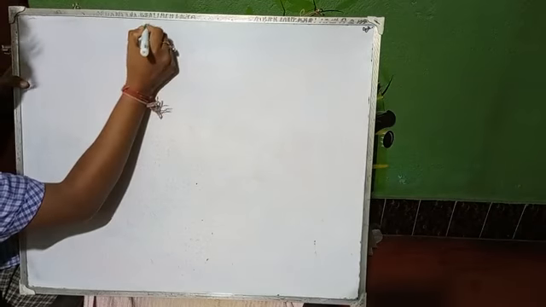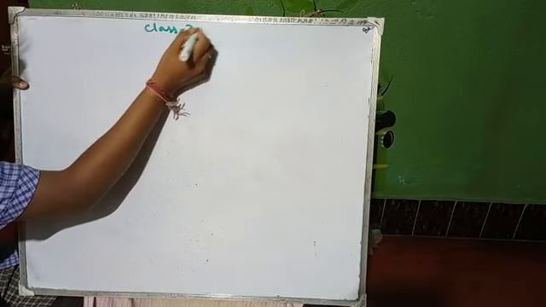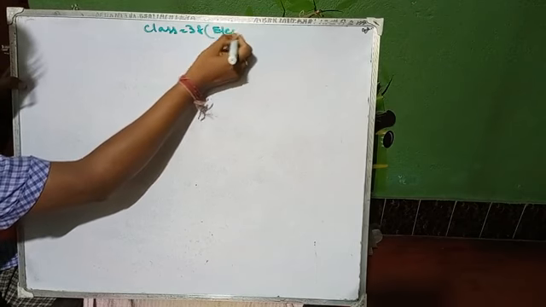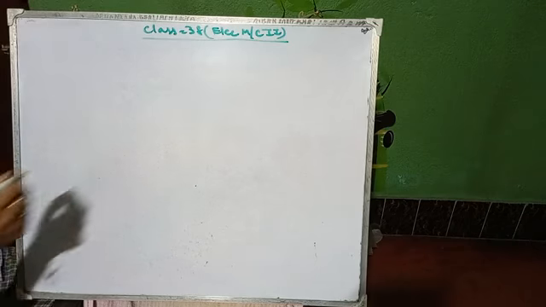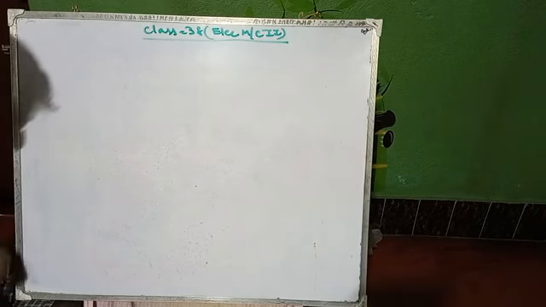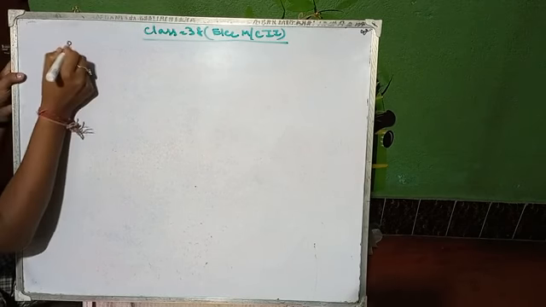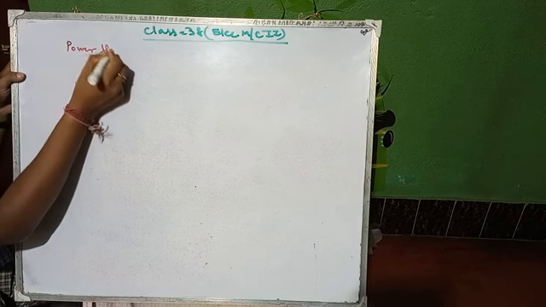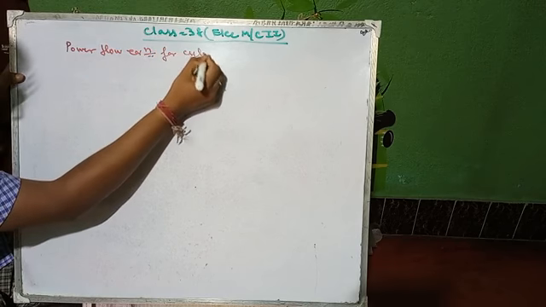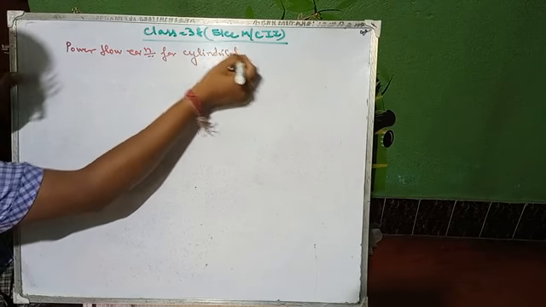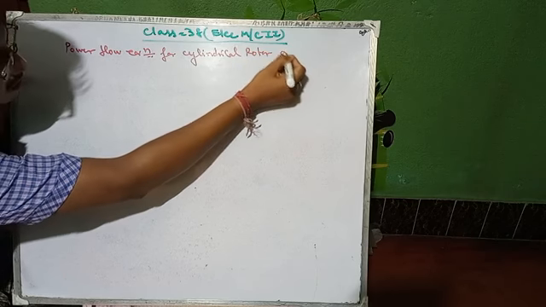Hello everyone. Today is class number 38 for Electrical Machine 2. In this class I will start the power flow equation of a cylindrical rotor alternator.